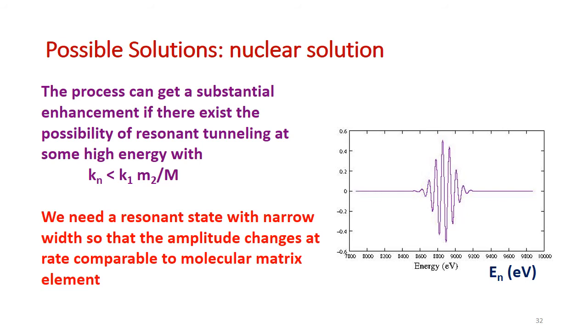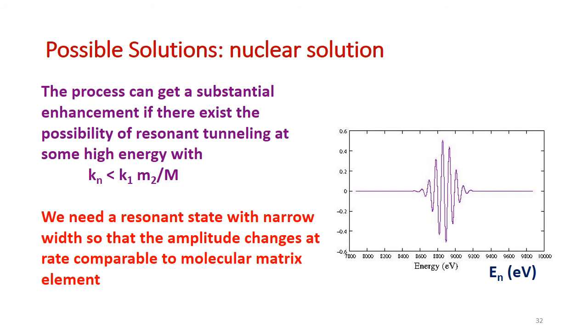Let us first suggest a nuclear solution. This can in principle work even without requiring medium. The process can get substantial enhancement if there exists a possibility of resonant tunneling at some high energy within the range Kn less than the emitted photon energy times m2 by M. m2 is just the mass of the second particle, in our case deuteron. M is the total mass, mp plus m deuteron.